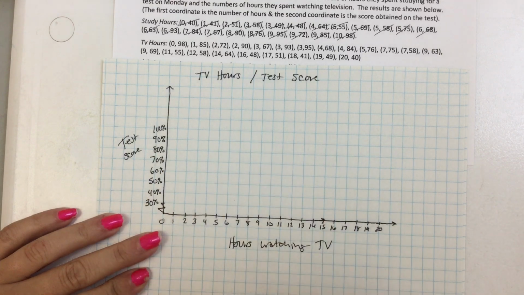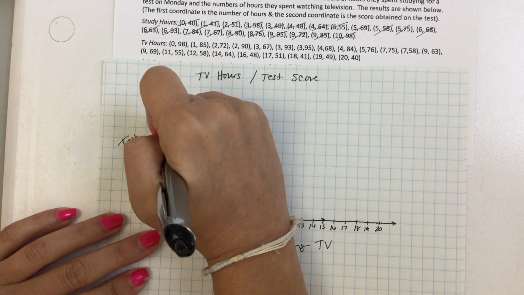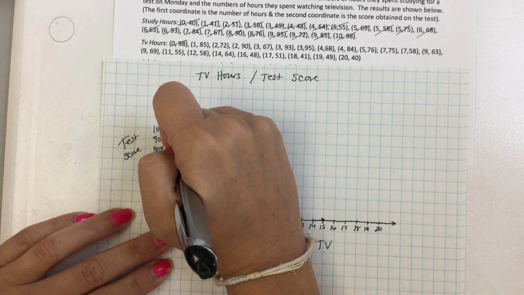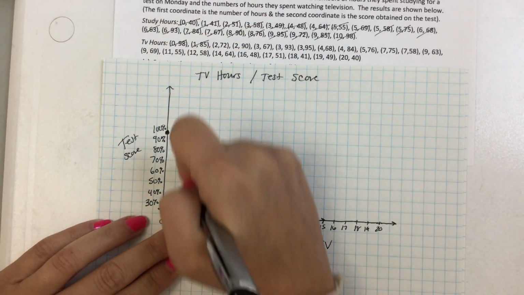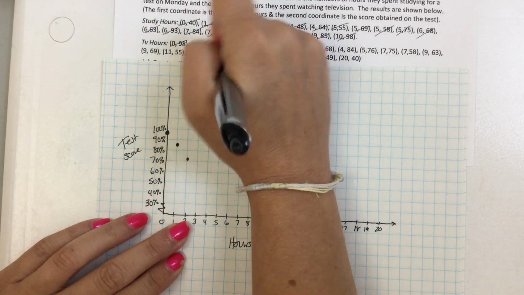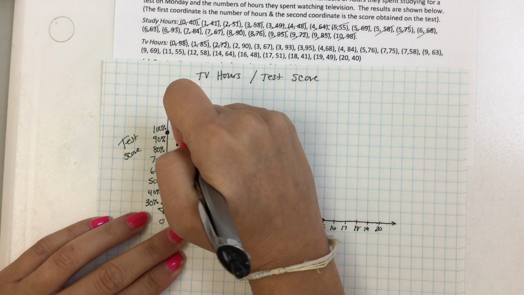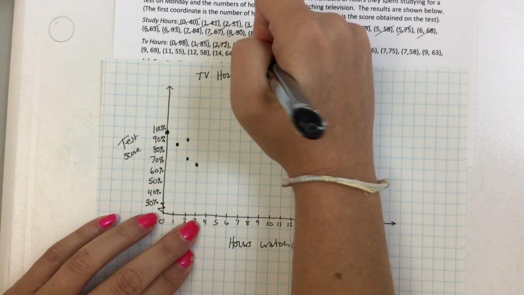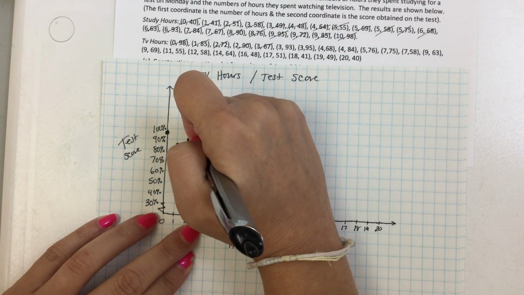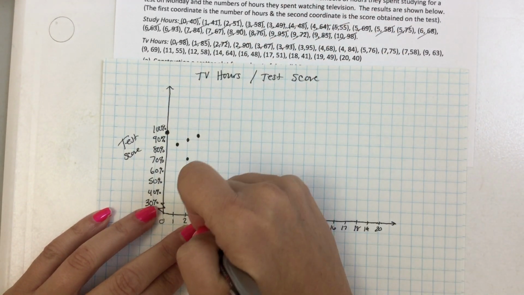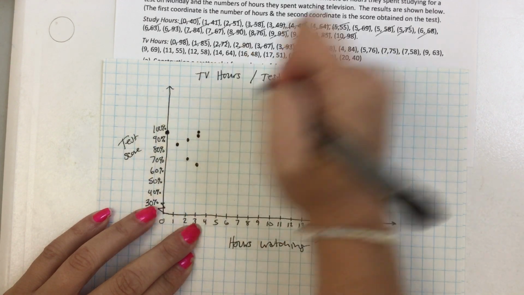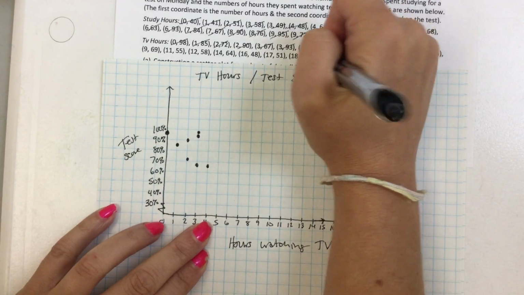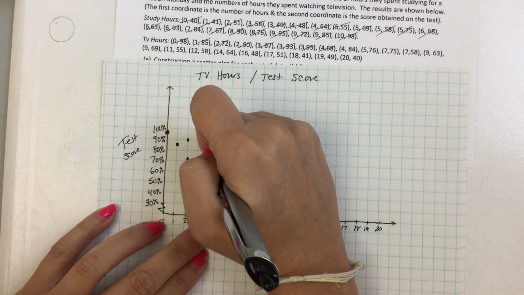0. If this person watched 0 TV and scored a 98% on the test. 1 hour watching TV, scored an 85. 2 hours watching TV, 72. 2 hours, that person scored a 90. 3 hours, 67. 3 hours, 93. Awesome job. 3 hours, 95. 4 hours, 68. 4 hours, 84.